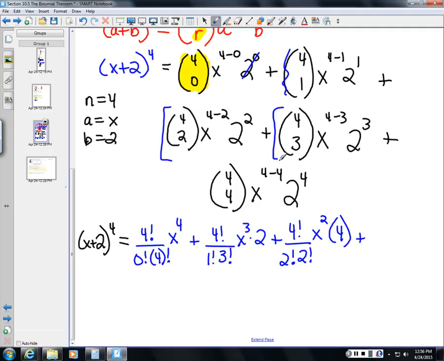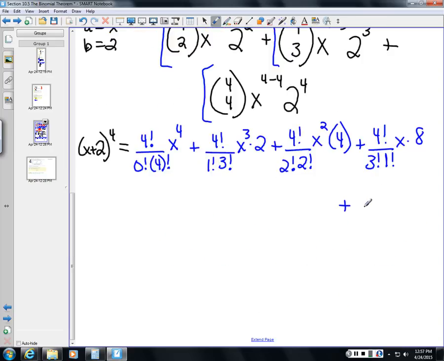Plus, now we're here, 4 factorial over 3 factorial times (4 minus 3), 1 factorial, which is x times 2 cubed, which is 8. And then plus the very last one here, which is 4 above 4. If you write this out, it's the same thing as before, because it's 4 factorial over 4 factorial times (4 minus 4) factorial, which is 0 factorial. x to the 4 minus 4 is x to the 0 power, which disappears, and you're left with 2 to the 4th power, which is 16.